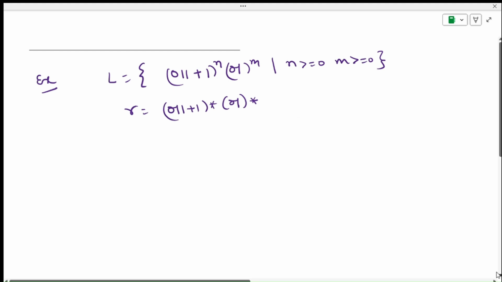Now see this language, the regular language again, (011 plus 1) raised to the power n followed by (01) raised to the power m for some n greater than or equal to 0, m greater than or equal to 0. The regular expression for this language is given as (011 plus 1) star (01) star. Now let me take this part of the regular expression, and we need to write a context-free grammar for this expression.